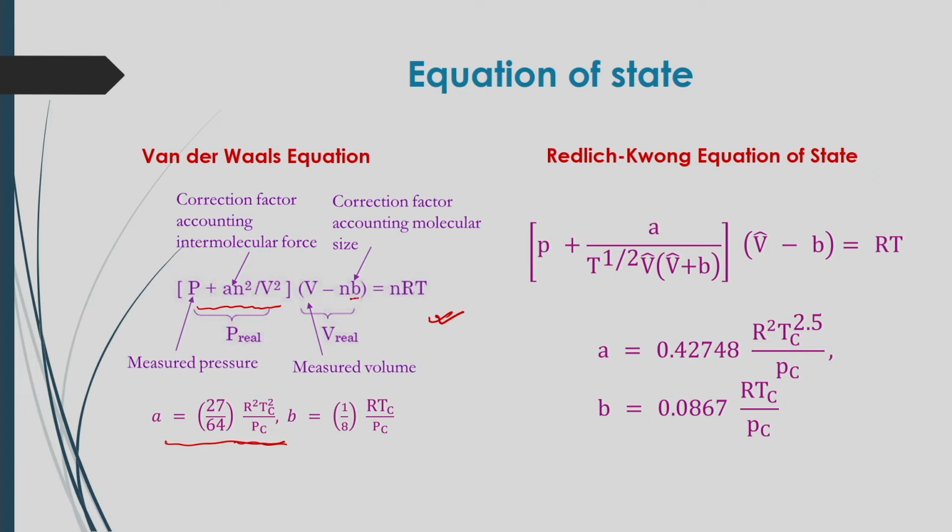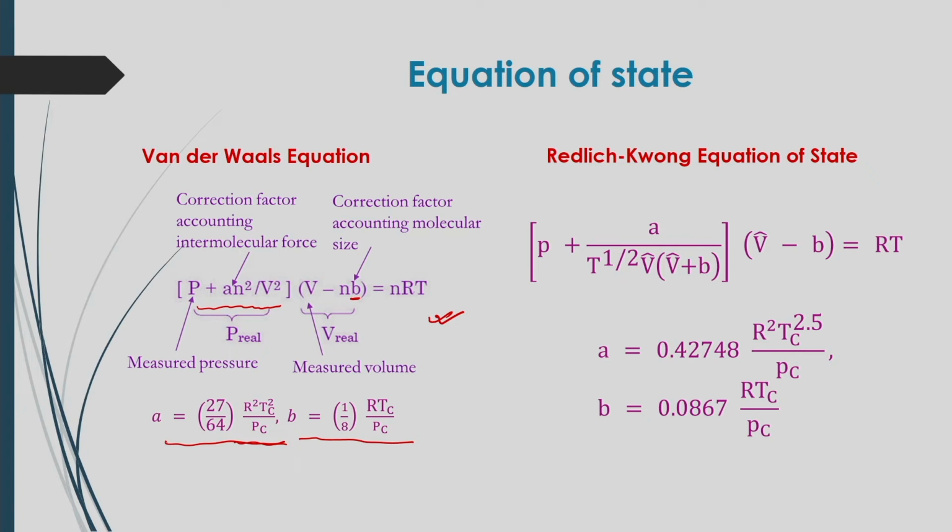Here b is also a coefficient, calculated by this equation, and it also depends on the critical temperature and pressure. You will see that there are two coefficients, a and b. The coefficient a is a correction factor accounting for the intermolecular force of real gases, whereas b is another factor that accounts for the molecular size of the particular gas.